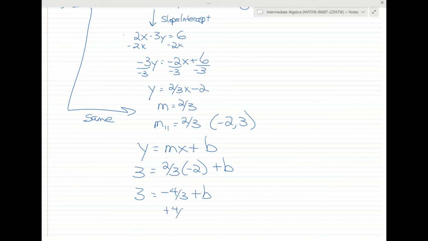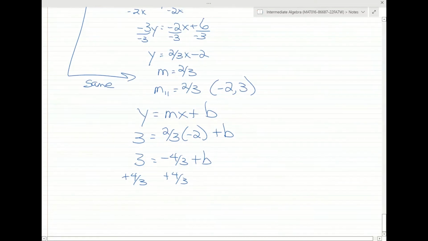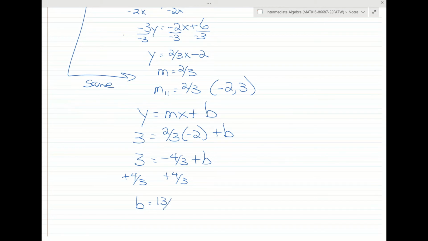Adding the 4/3. 3 is the same thing as 9/3. 9/3 plus 4/3 is 13/3. So we have a slope. We have a y-intercept. Tying it all together, y would be 2/3 x plus 13/3.